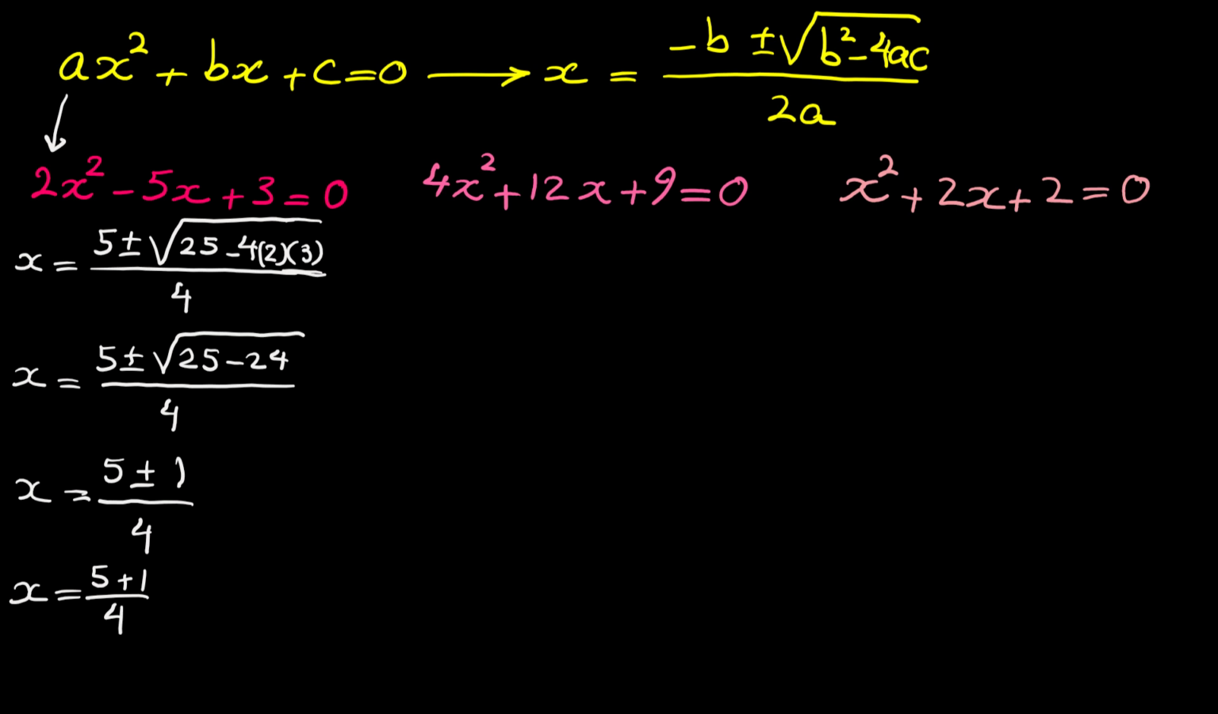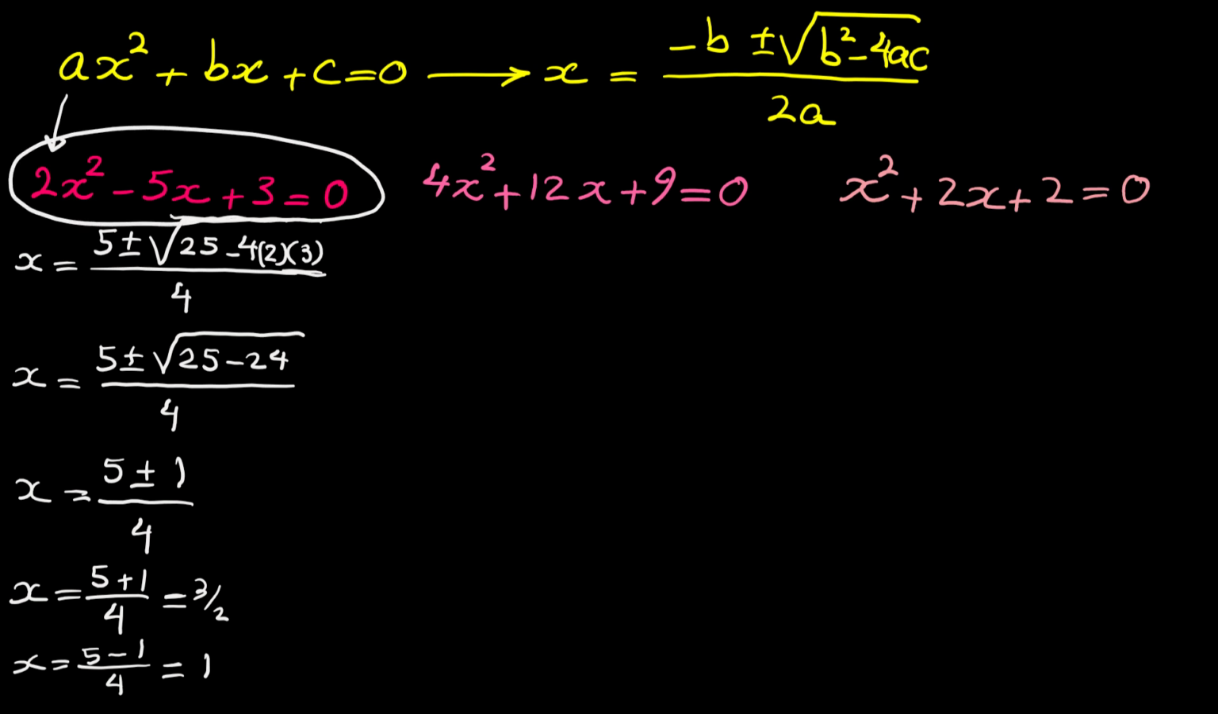And from this, x is 5 plus 1 over 4, or 5 minus 1 over 4. If we consider the plus, 5 plus 1 is 6. 6 over 4 is 3 over 2. So x is 3 over 2. The other answer is 5 minus 1 over 4. 5 minus 1 is 4. 4 over 4 is 1. So the roots of this equation are 3 over 2 and 1.